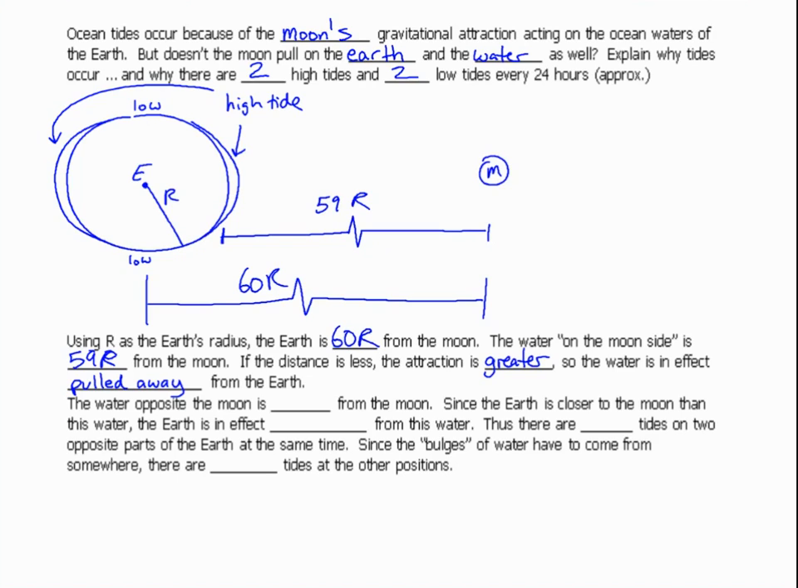The water on the opposite side from the moon is 61 radii from the moon. Since the Earth is closer to the moon than this water, the Earth is in effect pulled away from this water. Thus, there are high tides on 2 parts of the Earth at the same time. Since the bulges of water have to come from somewhere, there are low tides at other positions.